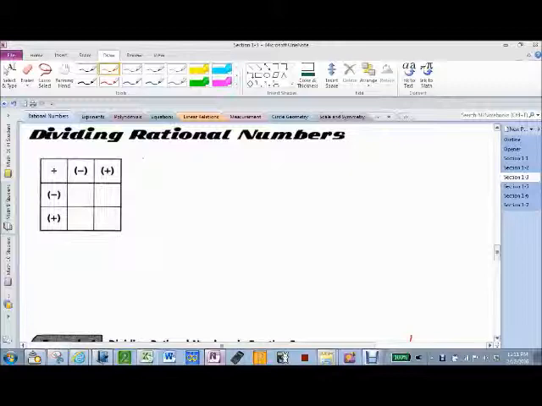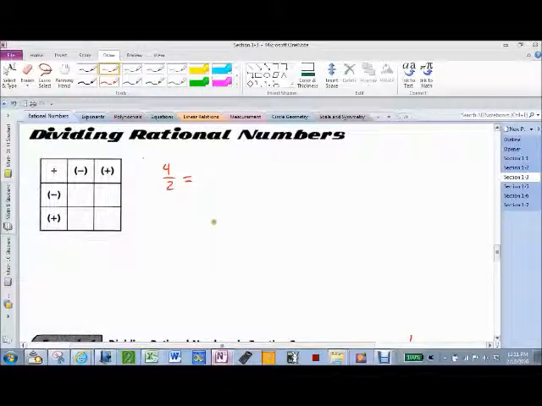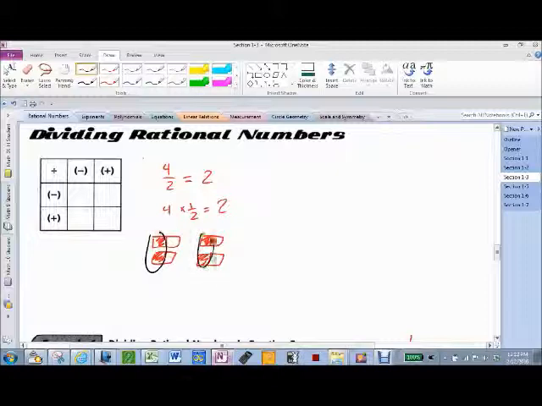Okay, so very quickly, why it works. 4 divided by 2 is what? 2. Cool. 4 times 1/2 is what? 2. Now, if you forget why that is, it's real easy. That's a half, right? And I need 4 of them. There's 4 halves, right? That makes 1, that makes 2. Cool? Everyone remembers this, right?